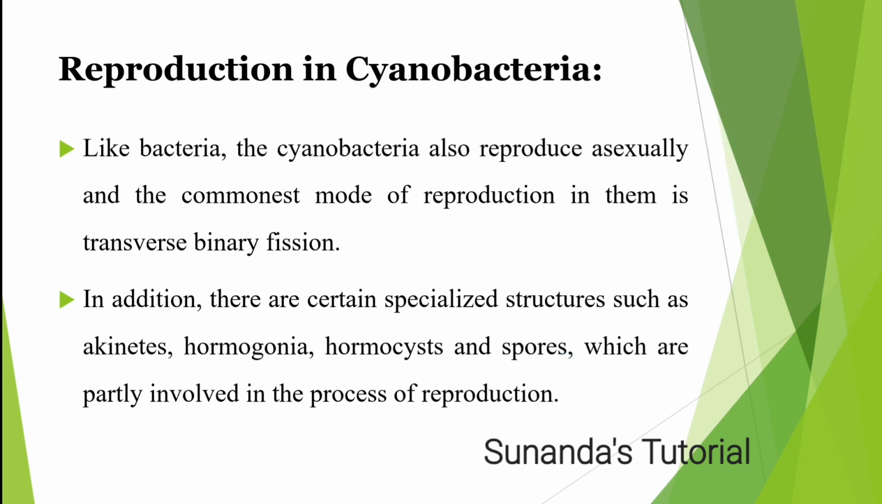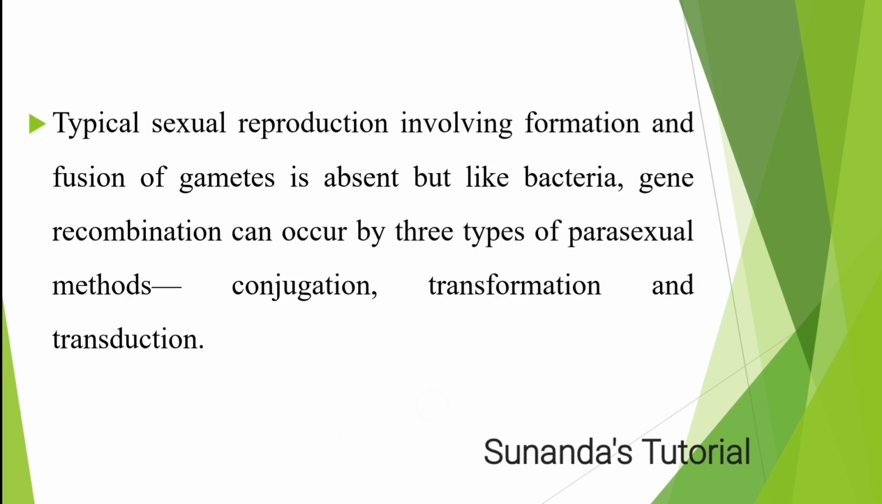Reproduction. Like bacteria, most cyanobacteria reproduce asexually by producing various specialized structures such as akinetes, hormogonia, hormocysts, and specialized spores. Some cyanobacterial species show genetic recombination, like conjugation, transformation, transduction.